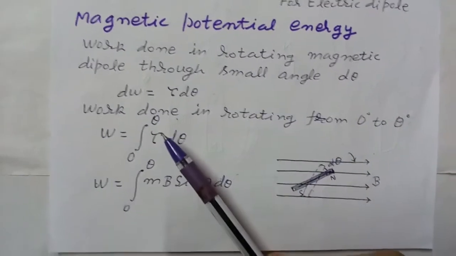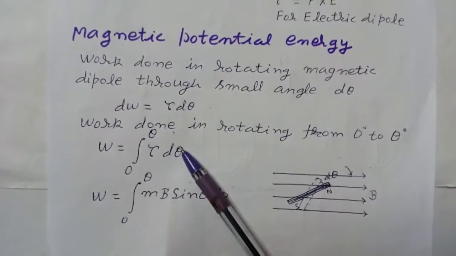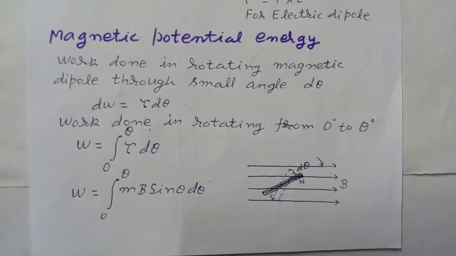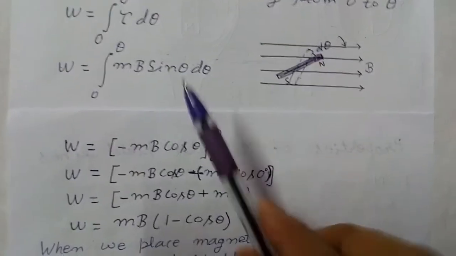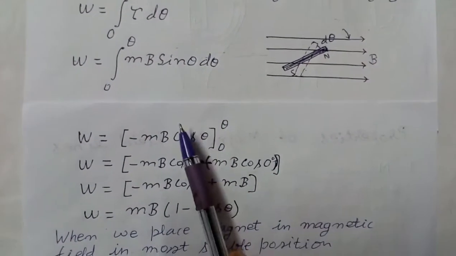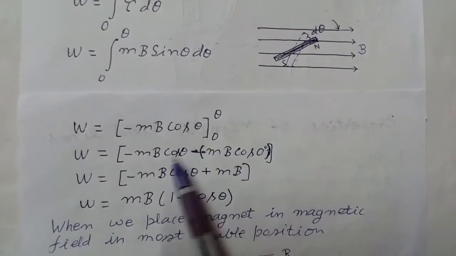So this work done is equal to integration 0 to theta tau d theta. Now tau is equal to mB sin theta. So this is equal to mB sin theta d theta, integration 0 to theta. Now mB is constant here, and integration of sin theta is minus cos theta. So this is equal to minus mB cos theta, limit 0 to theta, substitute limit.